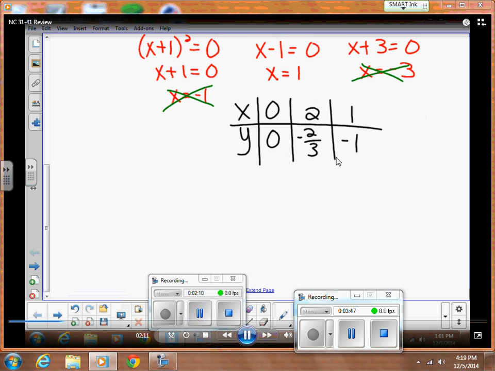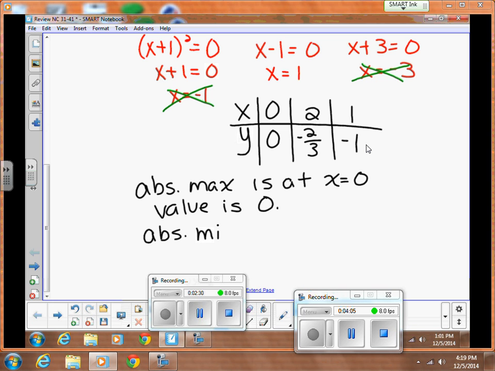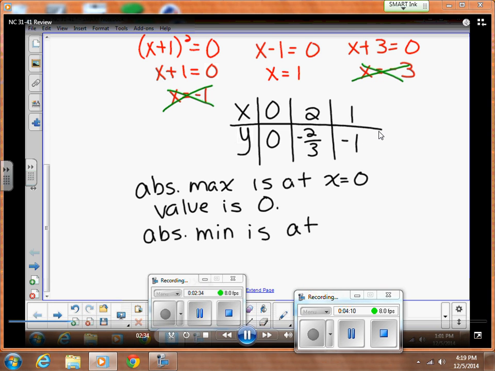So now comparing these values, my absolute maximum would have to be at 0, and its value is 0, because this is the highest number between the 3 points that I am checking. The absolute minimum is going to occur at x equal to 1, and its value is -1. Again, why? Because it's the lowest value from the table that I've created.